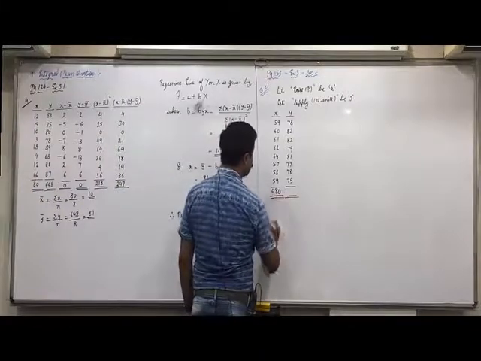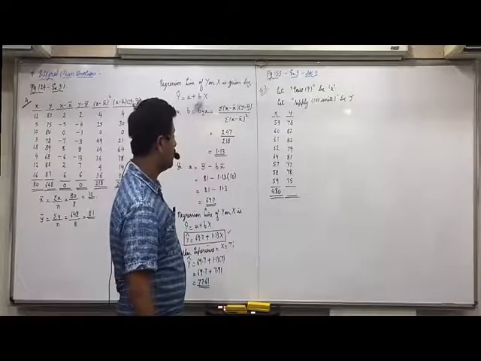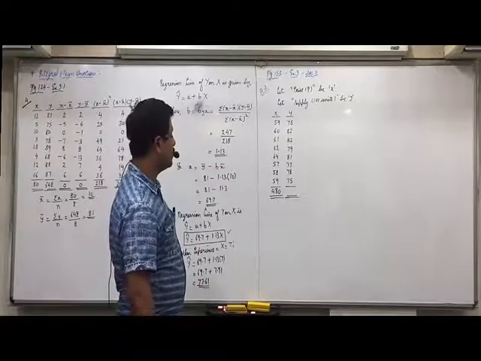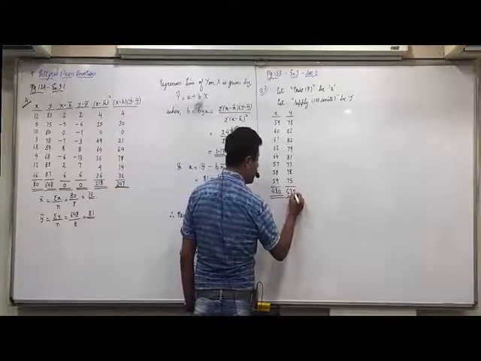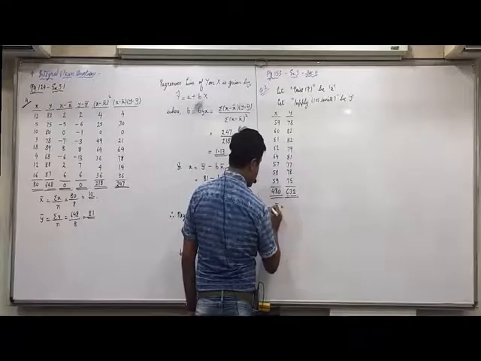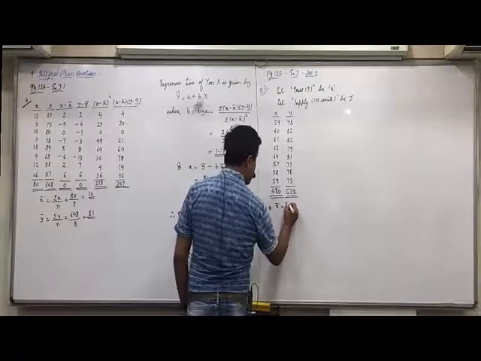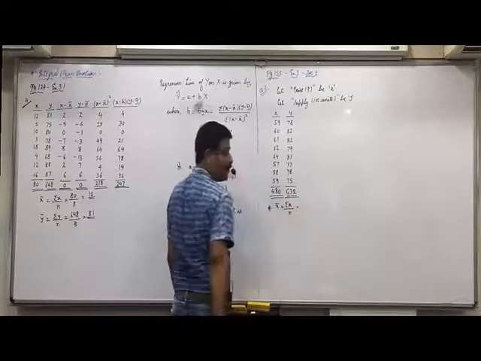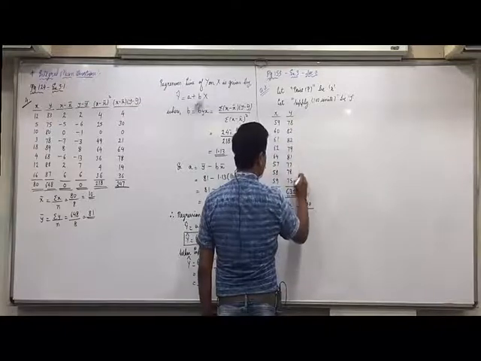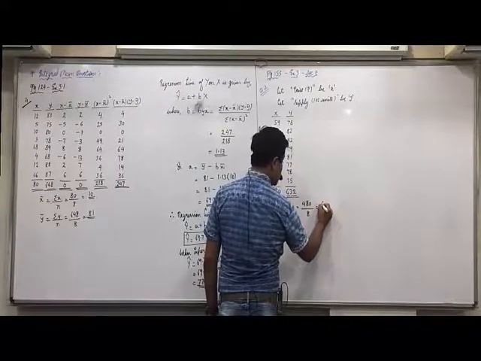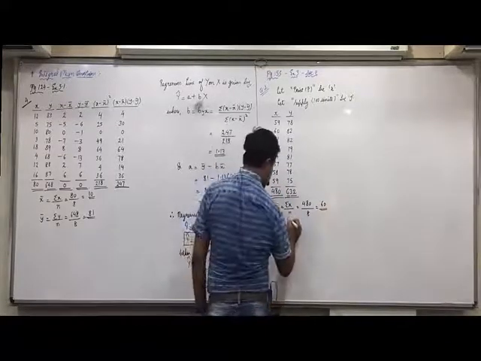480 is the total of X. 632 is the total of Y. Now X bar, sigma X upon N, 480 upon 8, so 60. Then Y bar, sigma Y upon N.